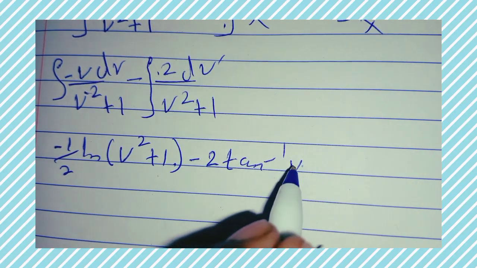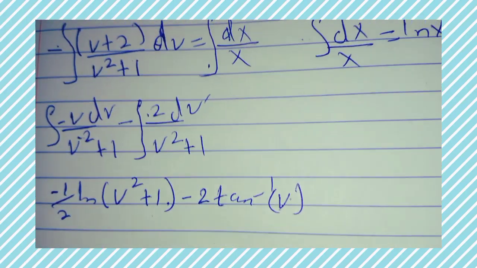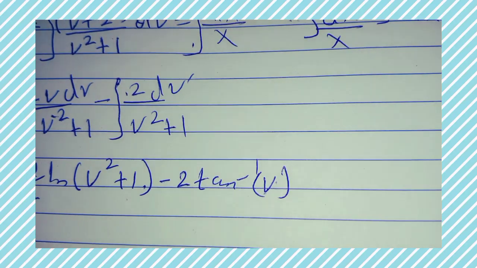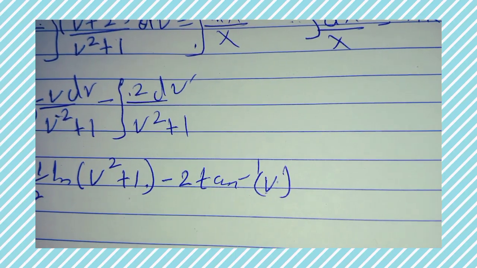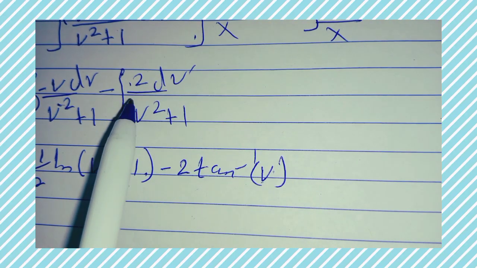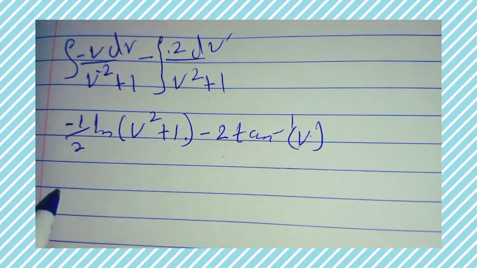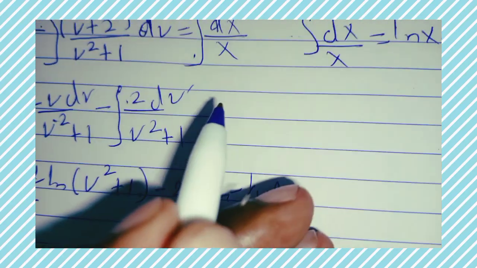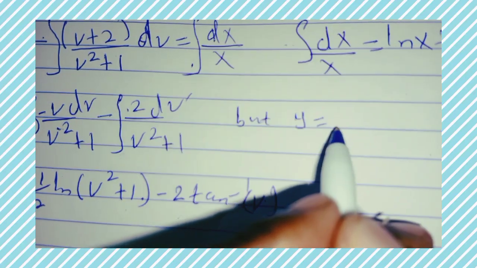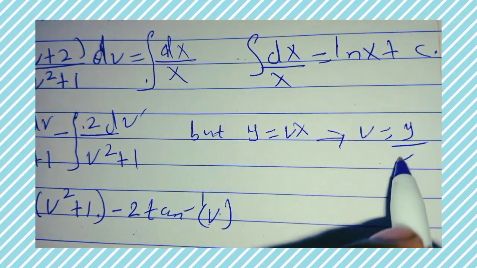On how I have come up with this result, you can check my YouTube channel, where I have already done how to integrate such questions of this nature. Or maybe you already remember from your calculus 2. The result of 2 divided by (v² + 1) will give you 2 tan inverse of v. So we substitute back our value of v, but remember, we let y be equal to vx. From here, v is equal to y over x.